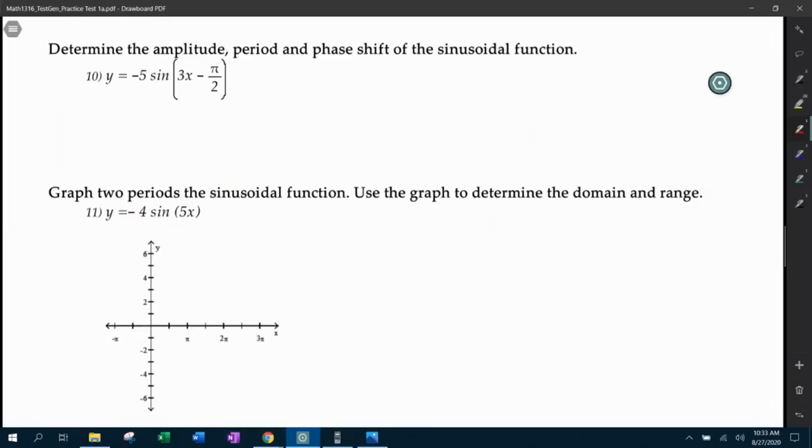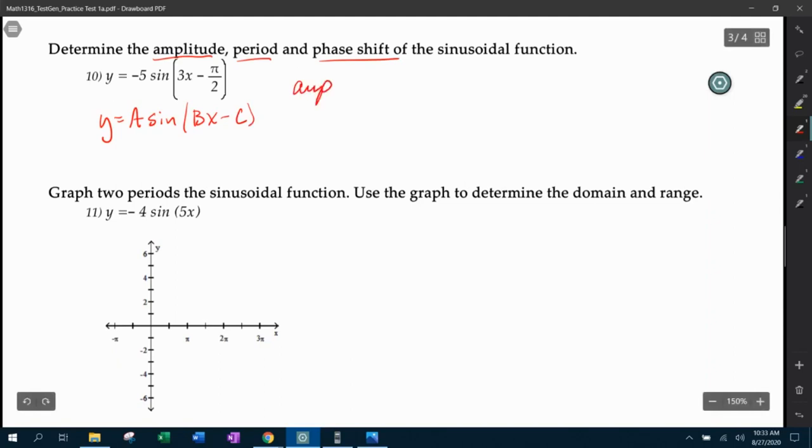Number 10, find the amplitude, period, and phase shift, all 3 pieces. So the formula for the sinusoidal function sine, that's going to be a sine of bx minus c. And we know that the amplitude is the absolute value of a, which is going to be the absolute value of -5, which is 5. There's our amplitude.